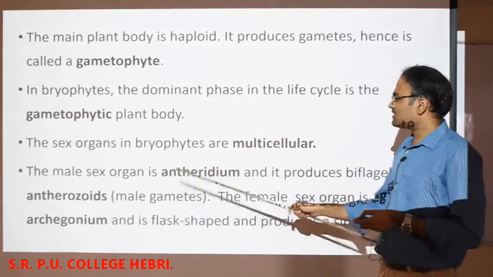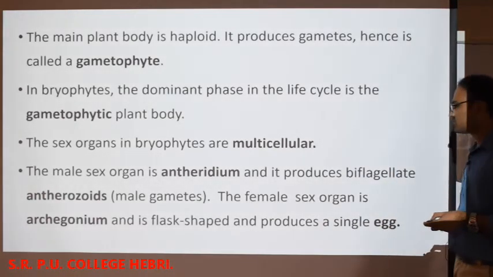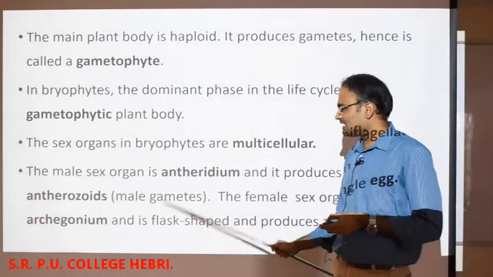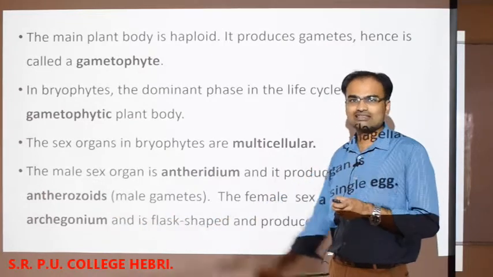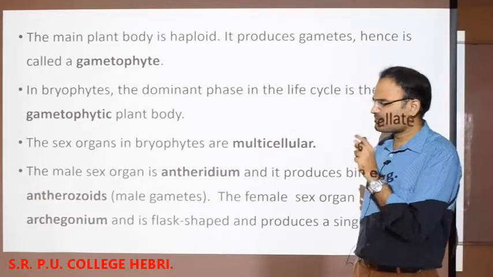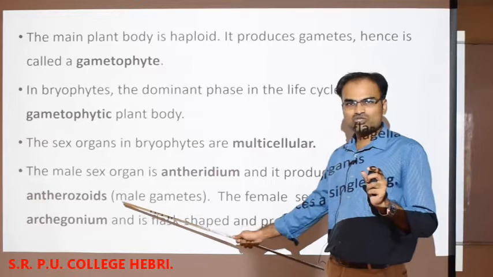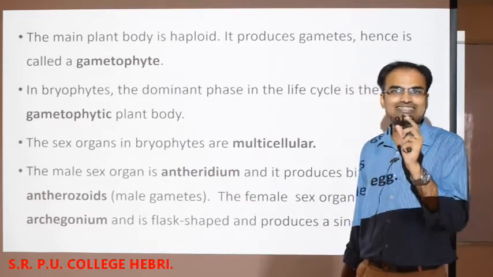The male sex organ is the antheridium and it produces biflagellate antherozoids. The male gamete in case of bryophyte is called an antherozoid. We commonly call it sperm, but in such organisms there is a special word, antherozoid. That antherozoid is produced inside the antheridium, which is called the male sex organ.